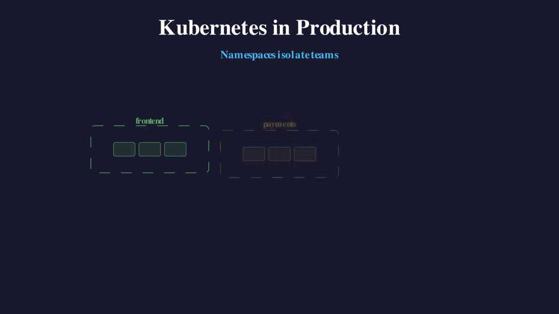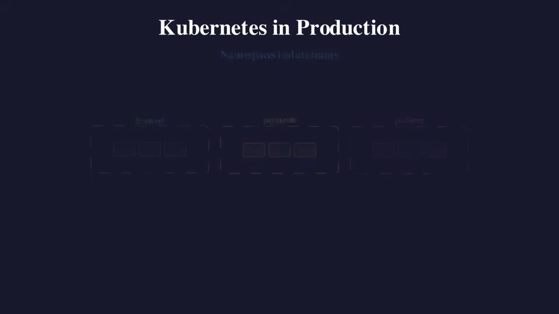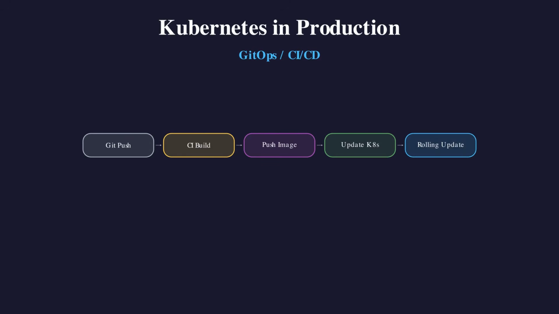Let's see how Kubernetes works in a real production environment. A typical setup uses namespaces to isolate teams and applications. The frontend team deploys to the frontend namespace, the payments team deploys to payments, and so on. Each namespace can have its own resource quotas and access policies. For continuous deployment, teams push code to Git, which triggers a CI pipeline. The pipeline builds a new container image, pushes it to a registry, and updates the Kubernetes deployment manifest. Kubernetes then performs a rolling update automatically.